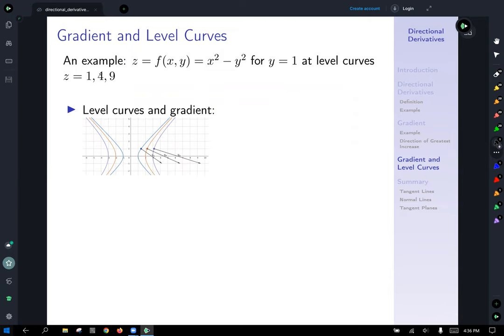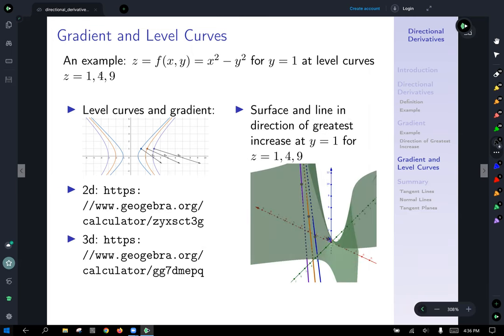Our function z equals f of x, y is going to be x squared minus y squared. We're looking at this function for y equal to 1, and we're going to look at the level curves for z equal to 1, 4, and 9. When we look at that, what do you notice about the gradient vectors that have been plotted with respect to the level curves? We're just going to leave that there, look at it and think about it.